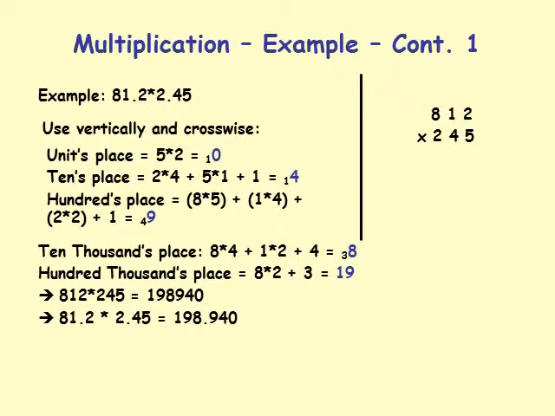Okay, and we say 81.2 times 2.45 is that number with the decimal point placed before the 940: 198.940.